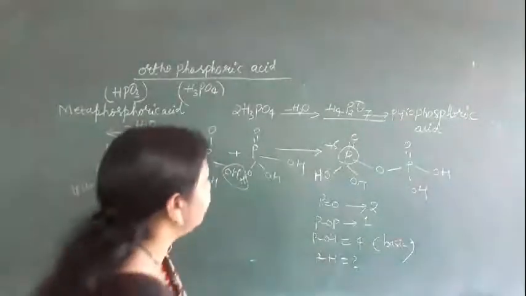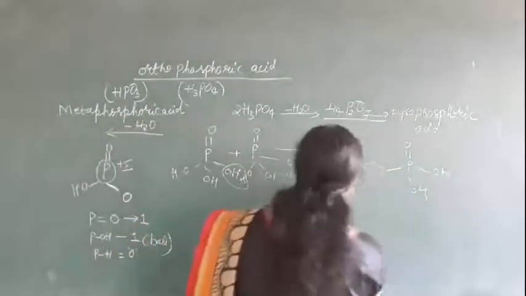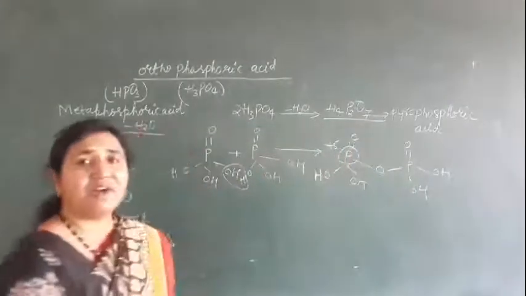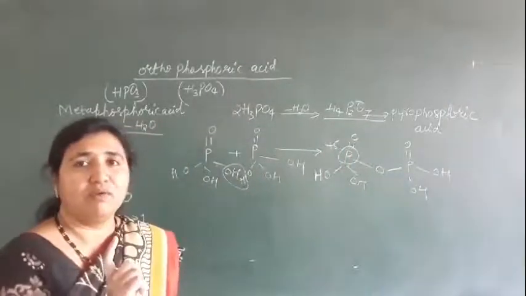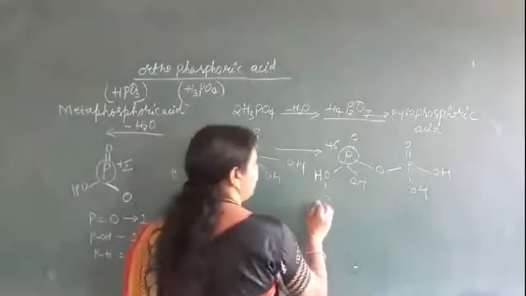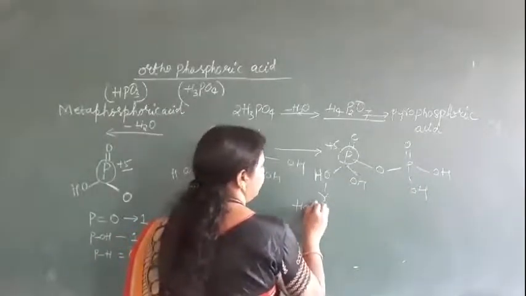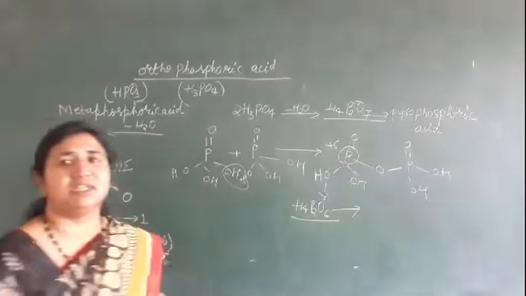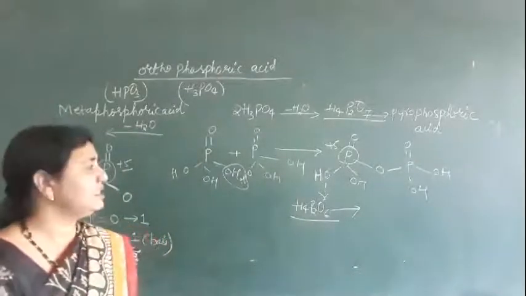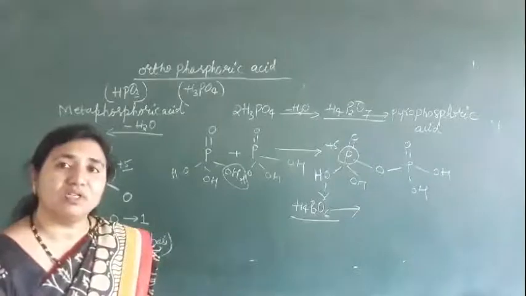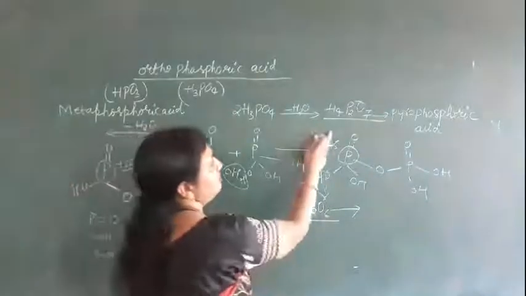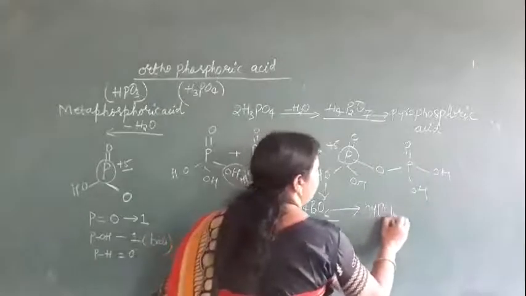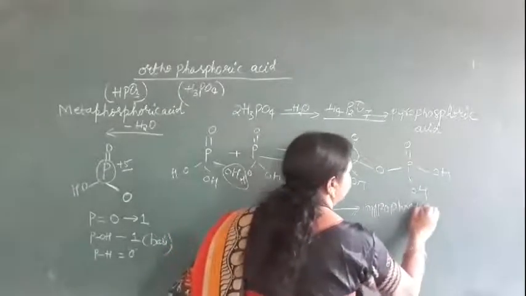Now in this only, this structure we have here. What is this one? H4P2O7. If I remove one oxygen, what will be the formula? The formula will be H4P2O6. What is its name? The name is hypophosphoric acid. One oxygen we are removing, so the name is hypophosphoric acid.